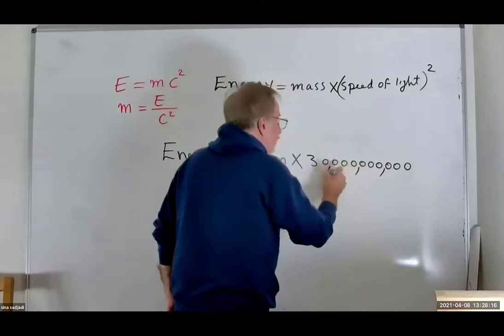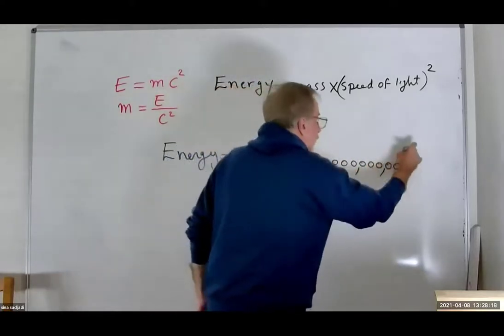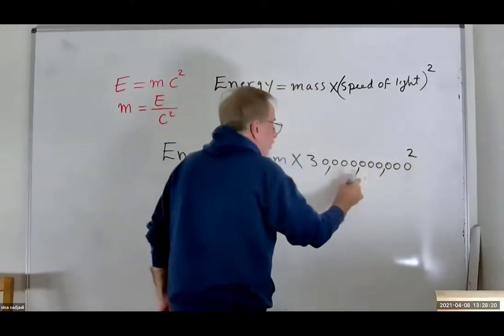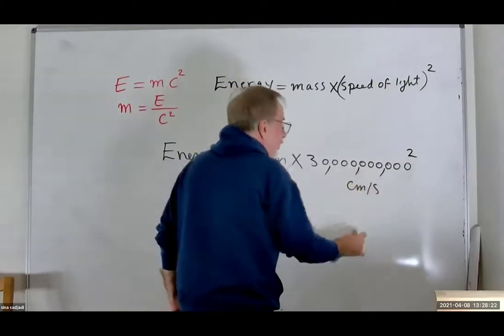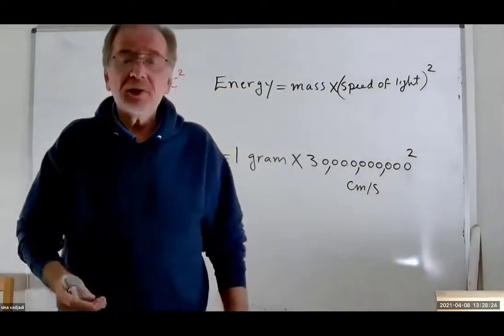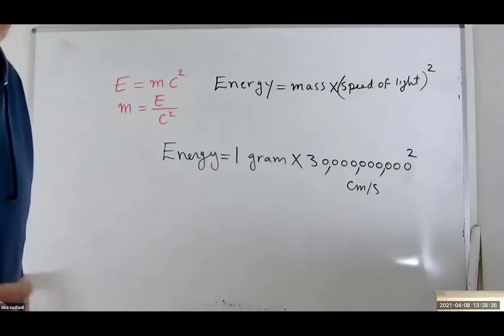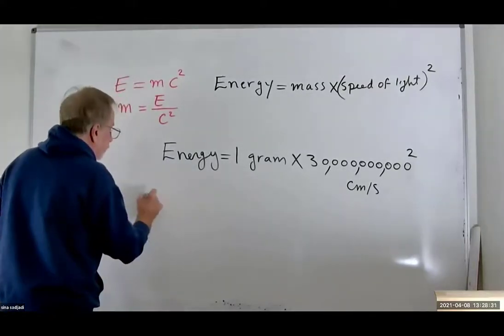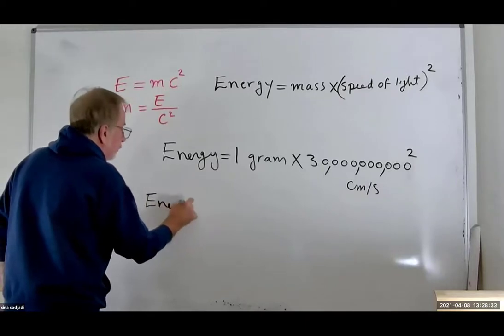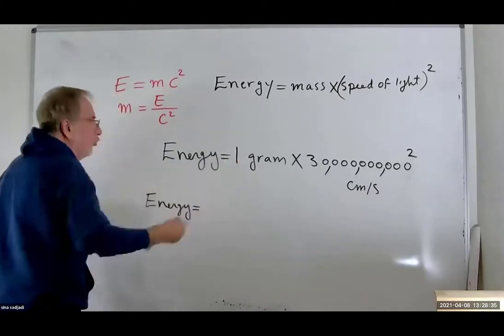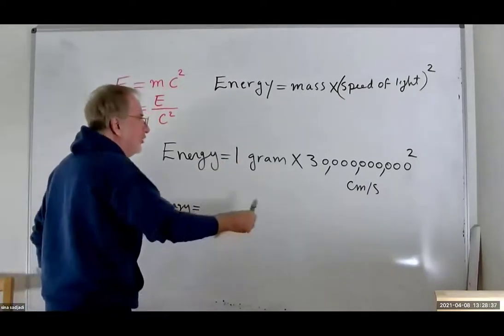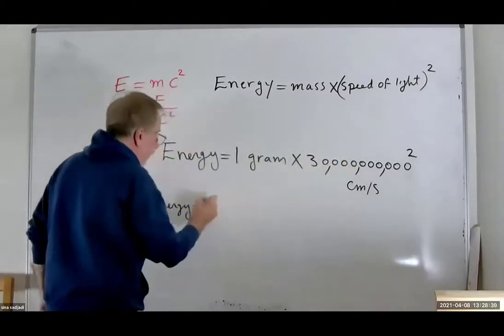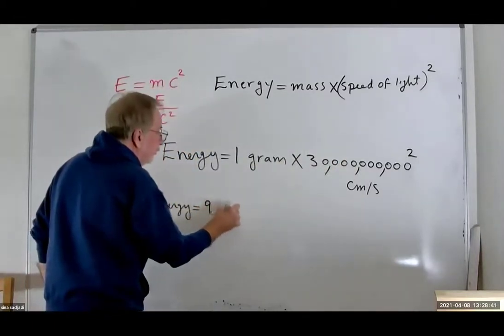Okay, that's the speed of light to the power of 2. This is centimeters per second. That's the speed of light. All right, well, let's do it. Let's see how much energy I can get from it. So we say energy is equal to, well, 1 is 1, so I don't have to worry about 1. I'll just get this number to the power of 2. So I get 9.